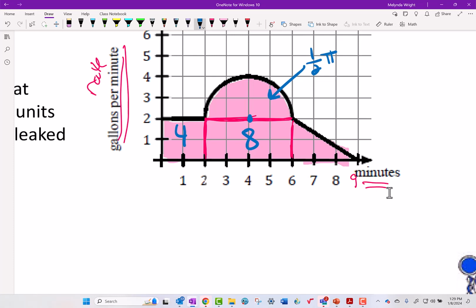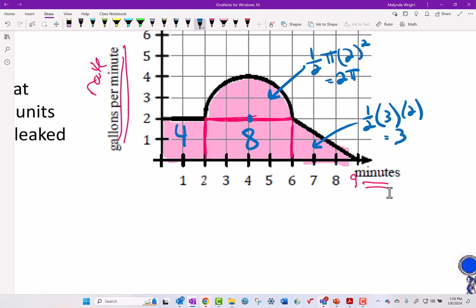Radius would be 2, so half pi r squared gives me 2 pi. And this one is a triangle, which is half base times height. The base is 1, 2, 3 times the height, which is 2. So that's 3.